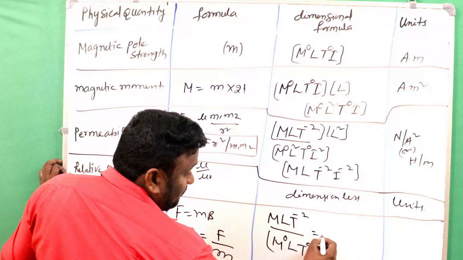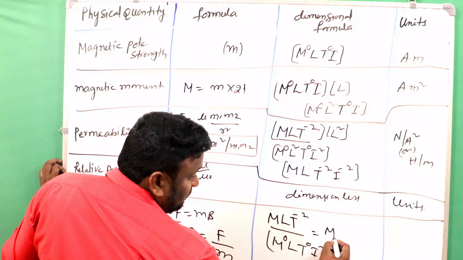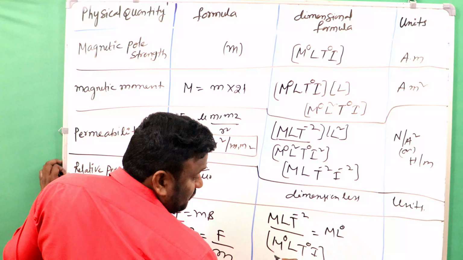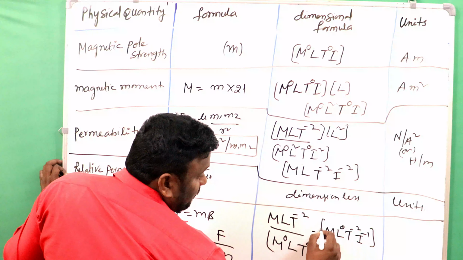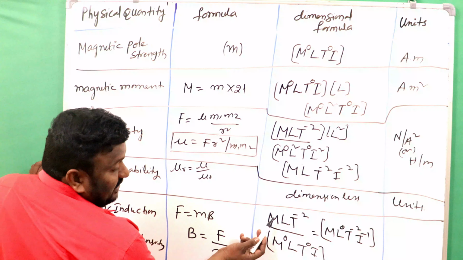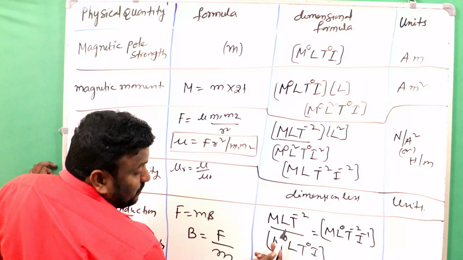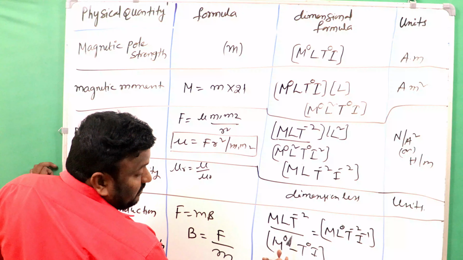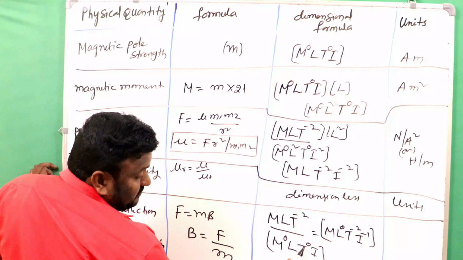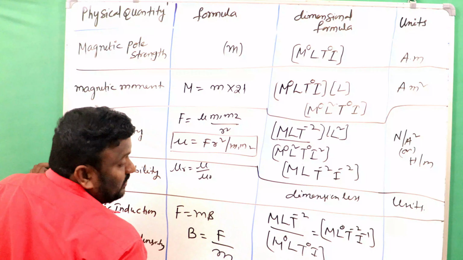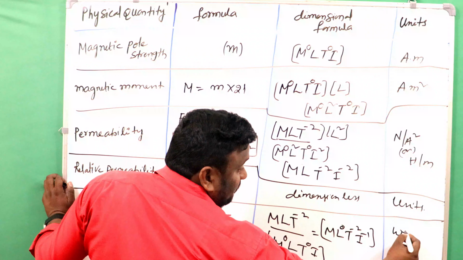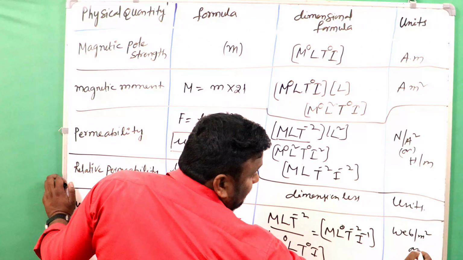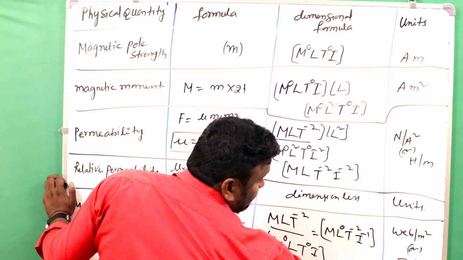So here what I had, M L to the power of 0 and T to the power of minus 2 and I inverse 1. See once again, M to the power of 1 minus 0, L to the power of 1 minus 1, and T to the power of minus 2 minus 0, and I to the power of minus 1. So this is the dimension formula of magnetic induction, and here the units are Weber per meter square or Tesla we can take. See the next dimension formula.